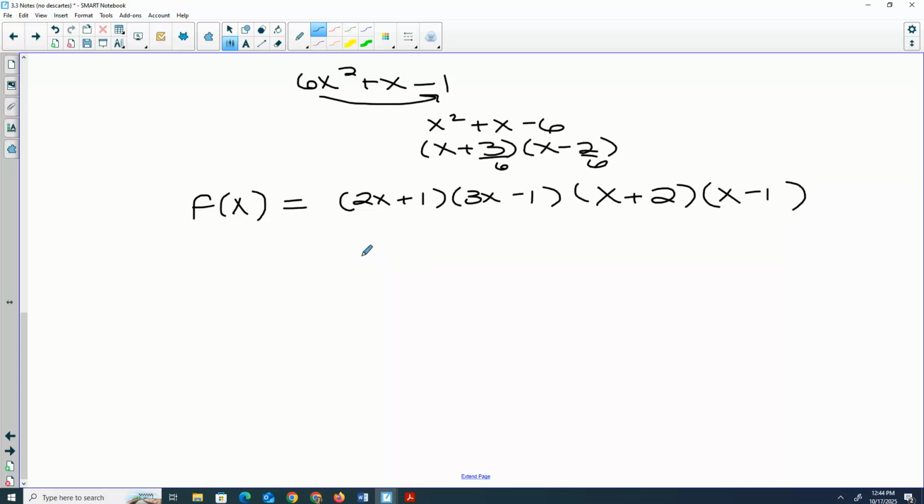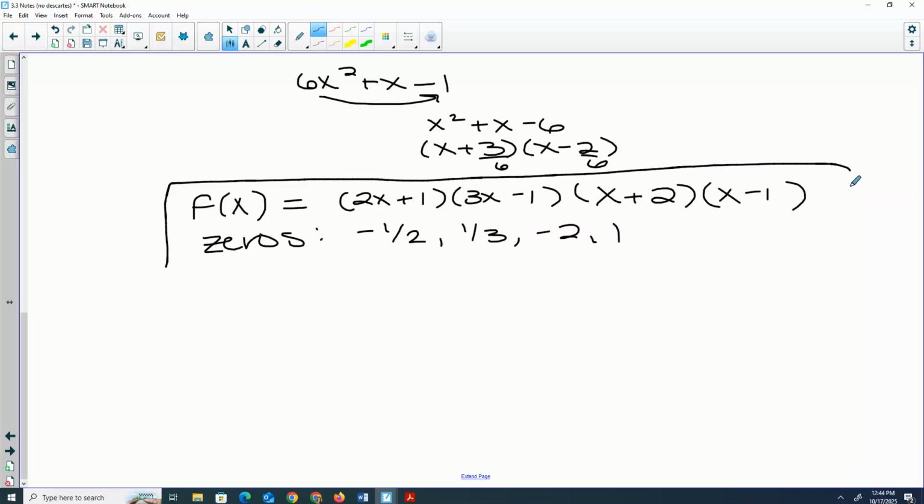Does it matter what order these are written in? No. Our zeros, you just set each parenthesis equal to 0. So we get -1/2, positive 1/3, -2, and 1, which were all on our list of original zeros. Do you guys know where I'm getting my zeros? I haven't been showing any work.